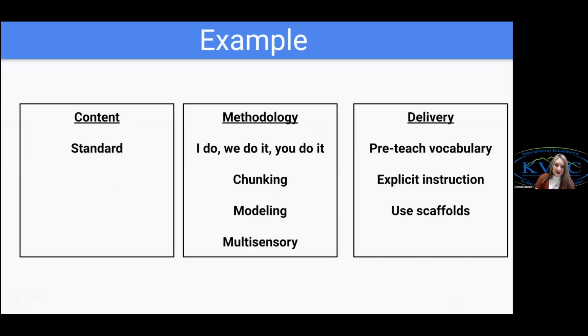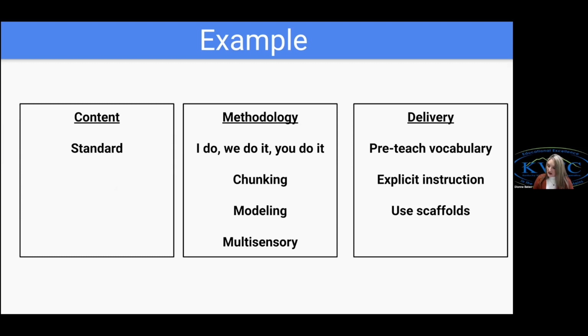Let's think about an example when we're talking about content, methodology, and delivery. When we're talking about the content, remember we were thinking about how to get students access to it, but we're not taking away the expectation for that standard. Let's use a kindergarten example, where students are supposed to be blending and segmenting phonemes. You could have a student at a higher grade level who is working at the kindergarten level. But let's say our example is a standard on blending and segmenting phonemes.